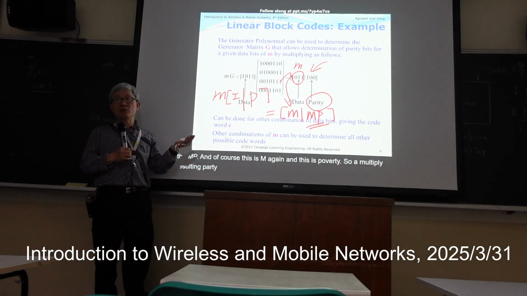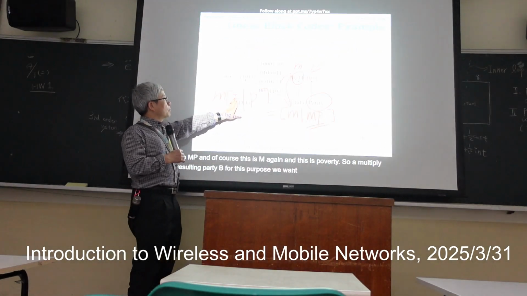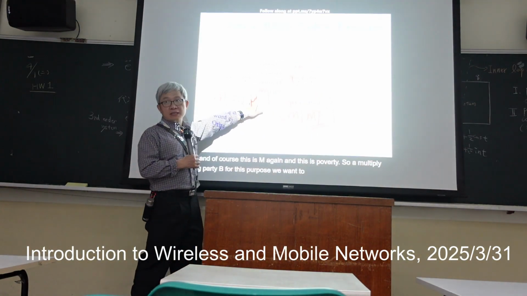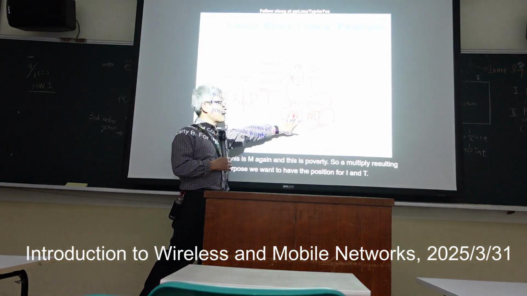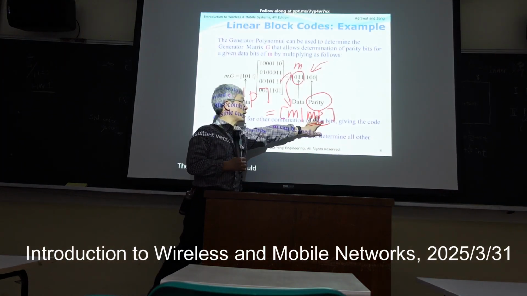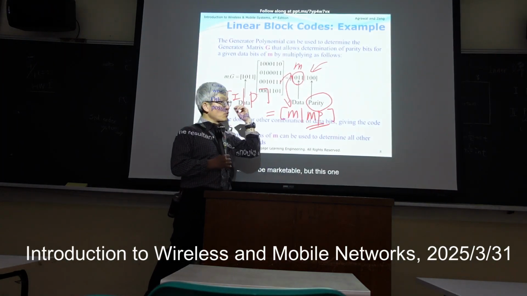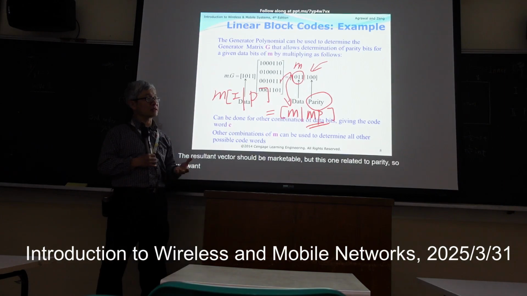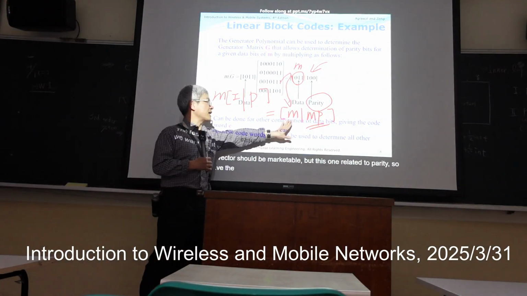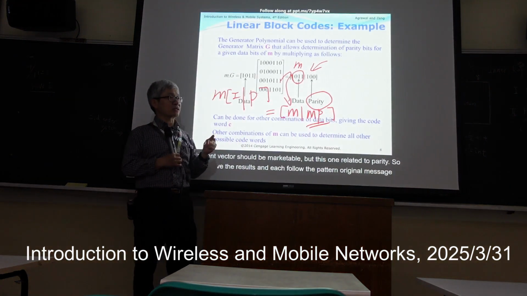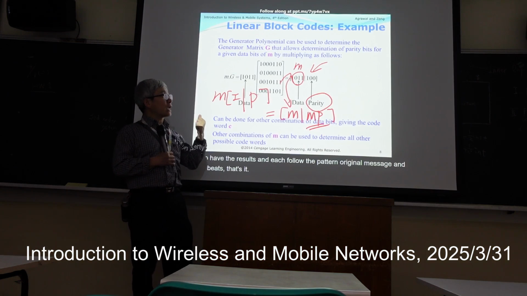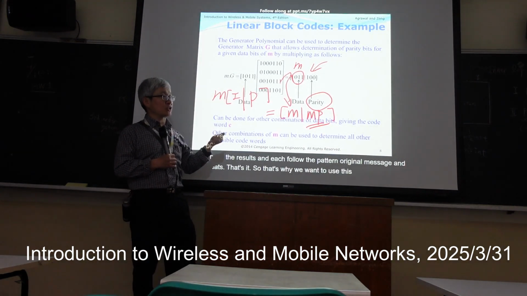For this purpose, we want to have the positions for I and P. And the resultant vector should be the message again, but this one related to parity. So we want the resultant bits to follow the pattern: original message, and then parity bits. That's why we want to construct G this way.